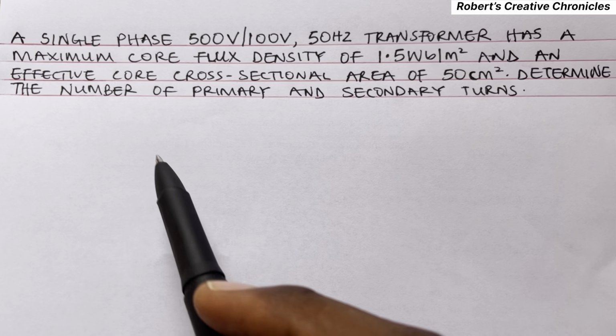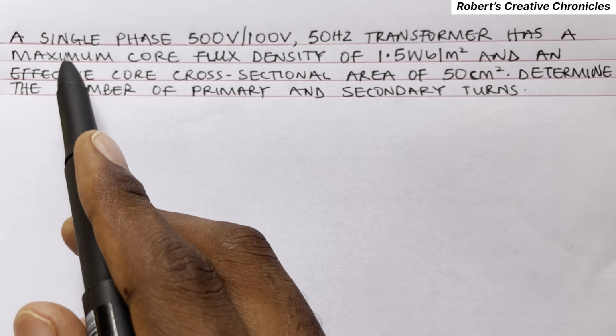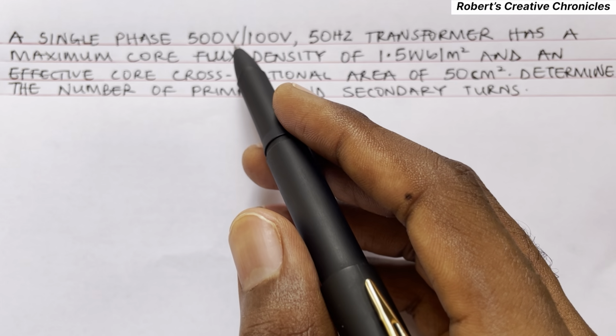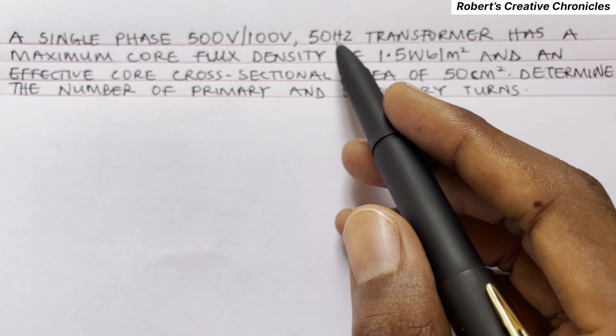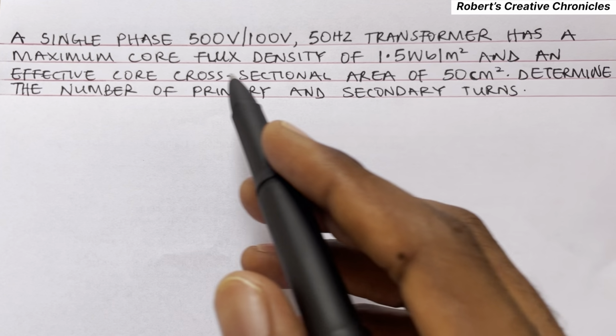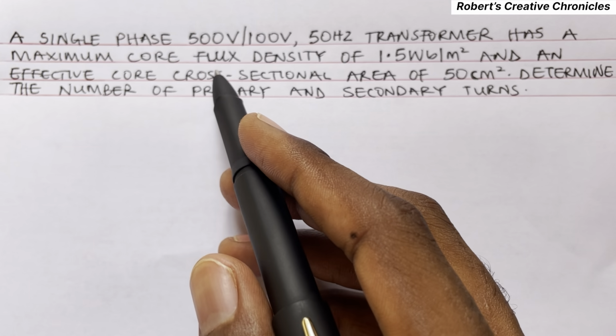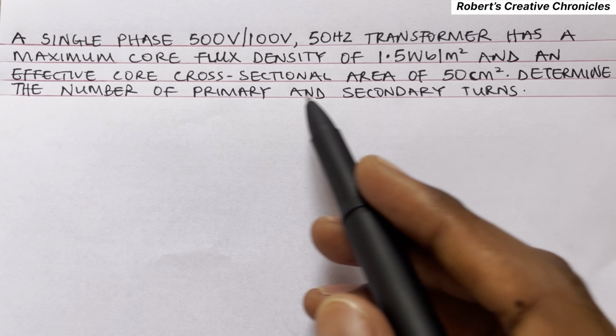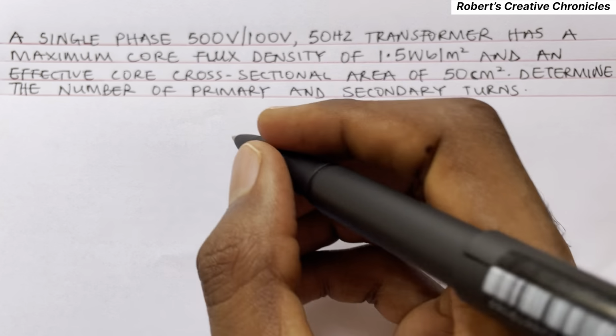So today we'll be solving this question, which states that a single phase 500 volt by 100 volt 50 Hz transformer has a maximum core flux density of 1.5 Weber per meter square and an effective core cross-sectional area of 50 centimeters square. Determine the number of primary and secondary turns.